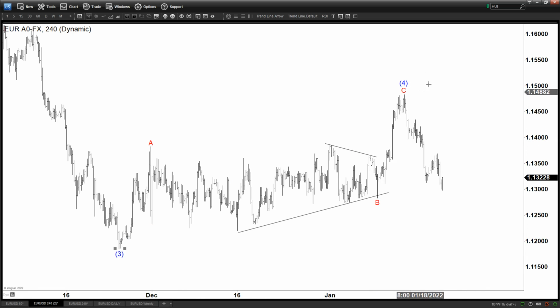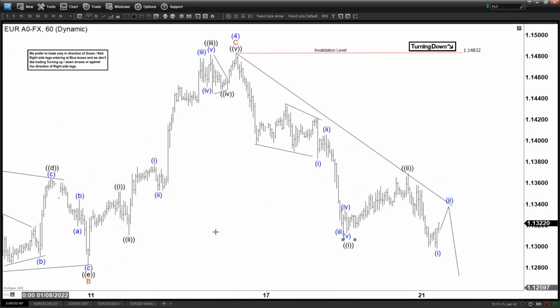Now it may change, of course, but as of today, based on the structure here, the odds are still favoring the downside. In the shorter cycle, we know that as long as the rally stays below 1.148, we should be looking for the downside. Potentially this would be a 1-2. In that case, the rally should fail below here for the downside, but if this is your 1, then we can get a bigger rally before we go down again.